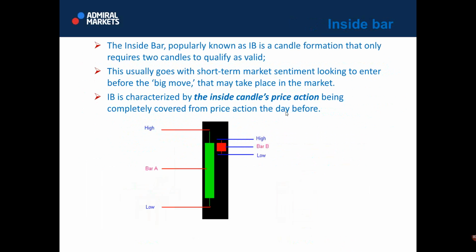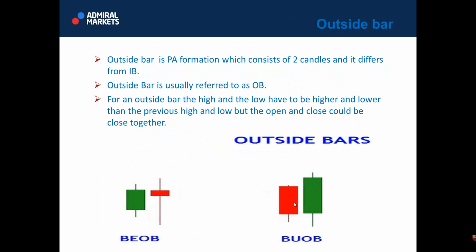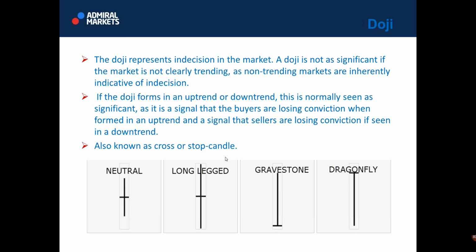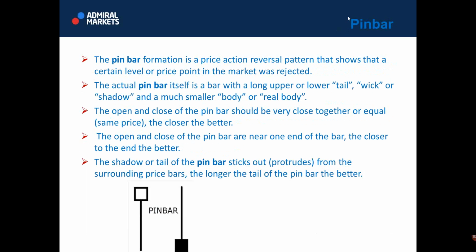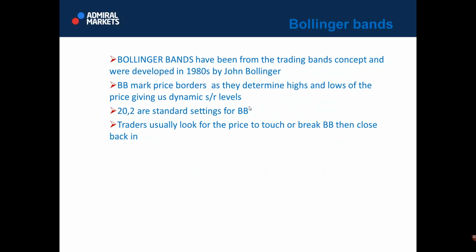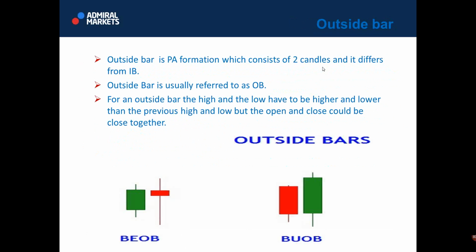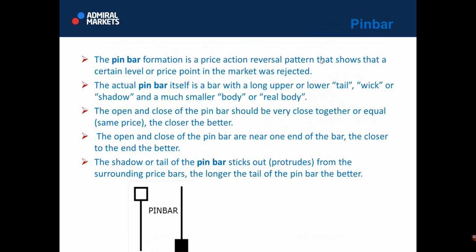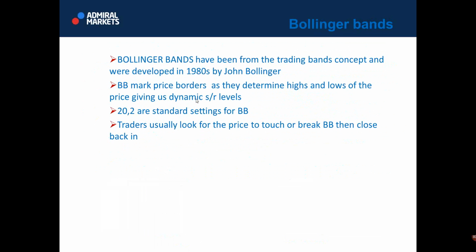Now, you know, inside bar, outside bar, doji or stop candles, and pin bars. So, what would be the next one? Bollinger Bands. For this strategy, we will use all of this, inside, outside, dojis, but also Bollinger Bands. What are Bollinger Bands? You probably know what Bollinger Bands are. For me, how I use them from time to time, they are dynamic levels of support and resistance.